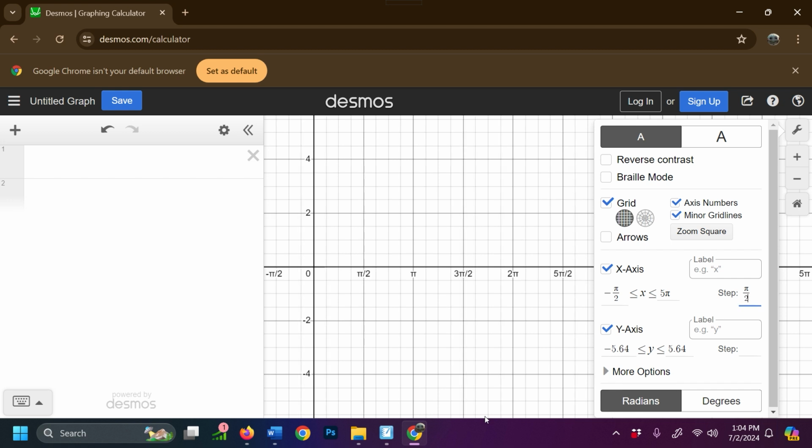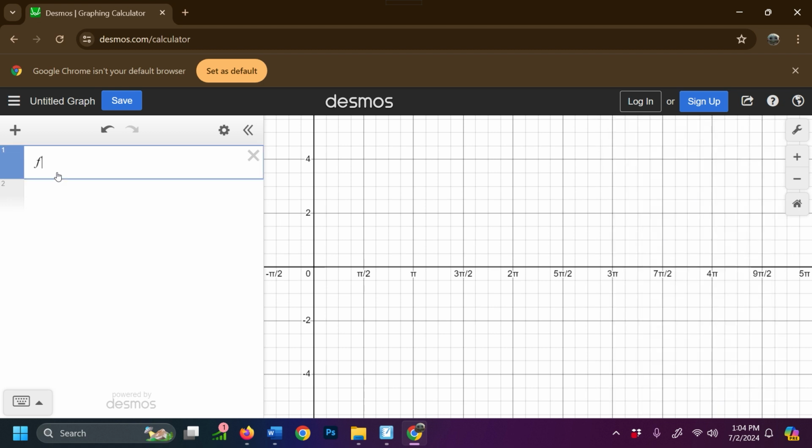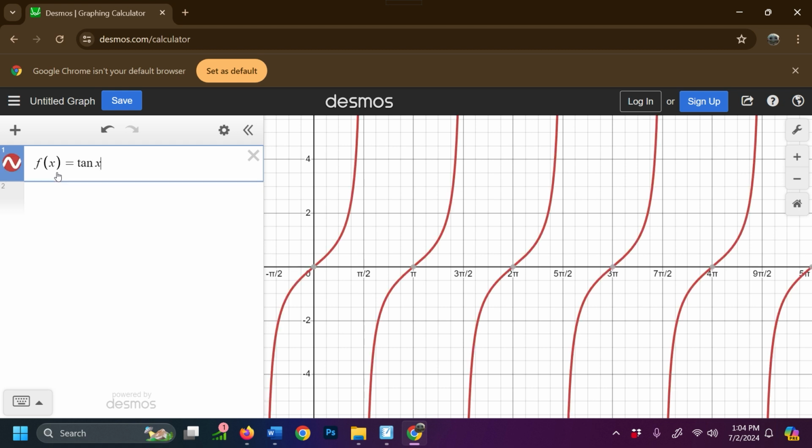And there we can see it. And then make sure we are in radians. And we'll just go f of x is equal to tangent of x. And we can see that our graph looks very similar.